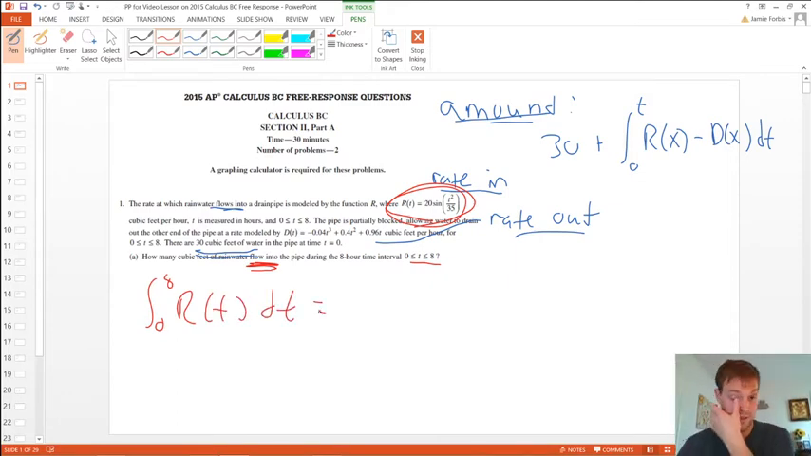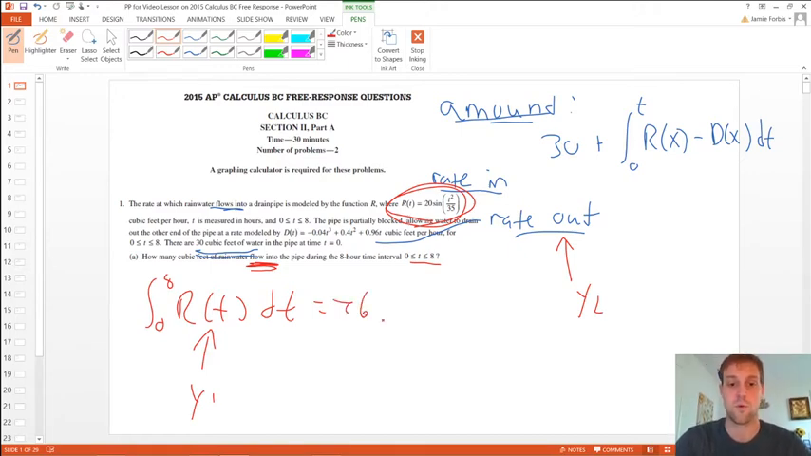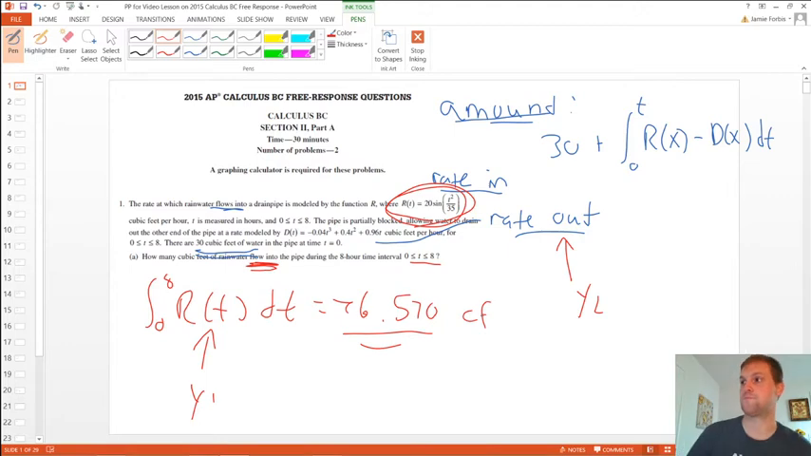And I plugged this. So at the very beginning, if this calc active, I went ahead and plugged that into y1, and I plugged my rate out function into y2. That way I never had to rewrite them. But in my calculator, all I did was the integral 0 to 8 of y1 dx, and my calculator told me it was 76.570 cubic feet. Okay, that's part A. Cool, let's move on to B.